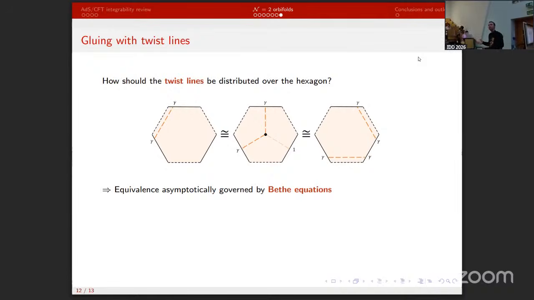Asymptotically, so far, it seems that the equivalence between all these three ways is governed by the beta equations, in particular these splitting factors. So these keep track of the excitations moving over the edges of the hexagon and then pick up the appropriate factors. So that seems not a problem.